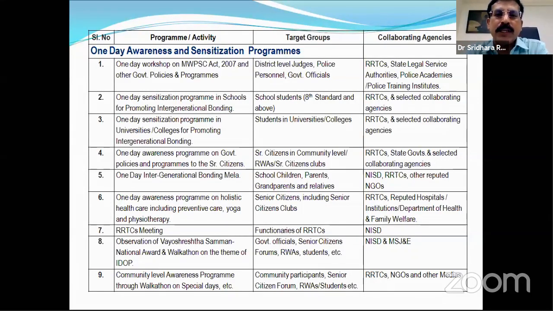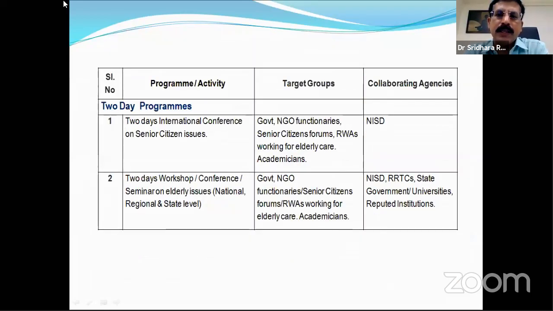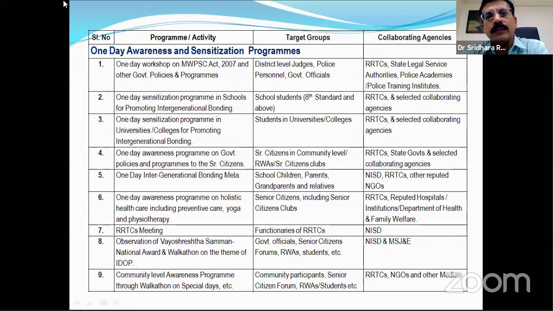For example, we are organizing one-day awareness programs on the MWPSC Act, the Maintenance and Welfare of Parents and Senior Citizens Act, 2007. Under that scheme, RRTCs, state legal service authorities, academic institutions, universities, schools, and colleges can organize these programs. For this program, we give funds based on their proposed budget. Last year, the Karnataka State Legal Service Authority, in collaboration with NIMHANS, organized 4 one-day workshops on the Maintenance Act.